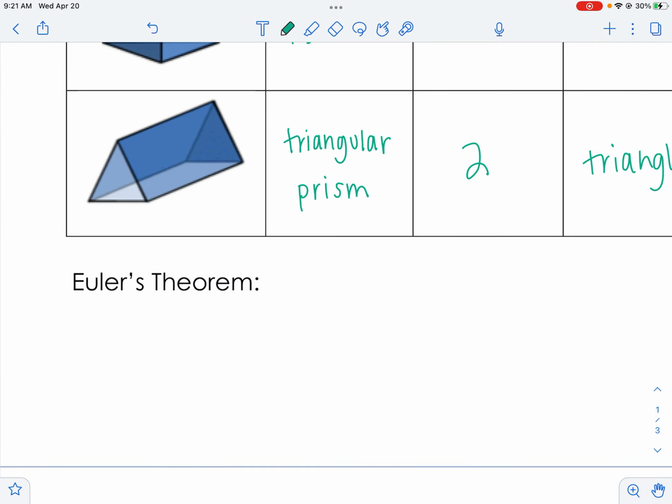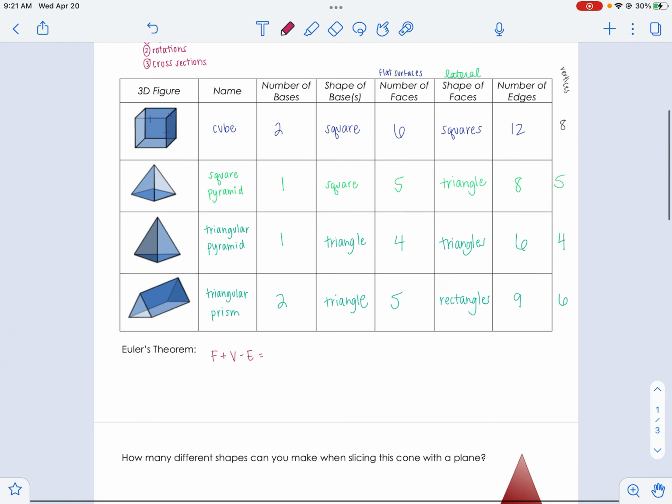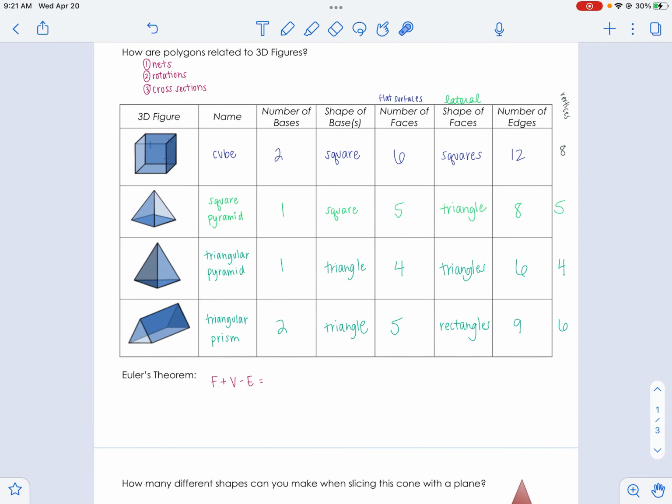Now, there's this guy, this looks like Euler, but it's actually pronounced Euler. So Euler's theorem says that if you take your number of faces and add the number of vertices and subtract the edges, regardless of the shape, you will always get the exact same number. So we're going to add the faces and the vertices, and we're going to subtract the edges, and we should always get the same number. So 6 plus 8 is 14. 14 minus 12 is 2.